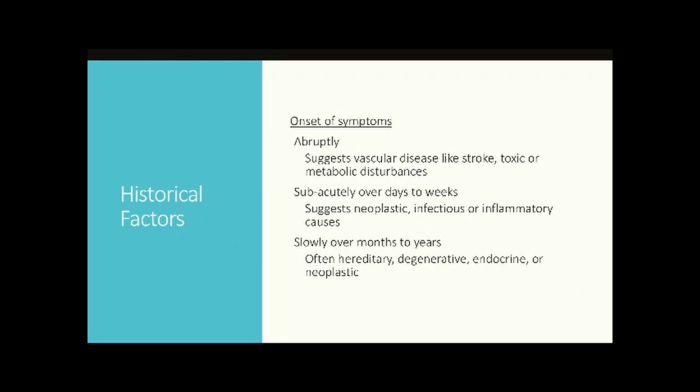Historical factors, the onset of the symptoms. When did your weakness start? When did your numbness start? Okay, when did you notice this slurred speech start? Always have to know when things start, the timing. If it's abrupt, vascular, stroke, TIA. Subacute over days to weeks, neoplastic, inflammatory, infectious cause. Over months to years, those are your more slow-moving processes. Endocrine, degenerative problems, hereditary. These are slowly progressing. They take a long time to start.